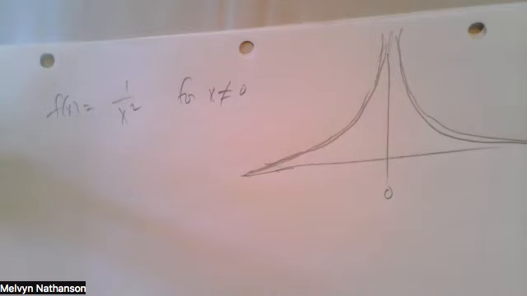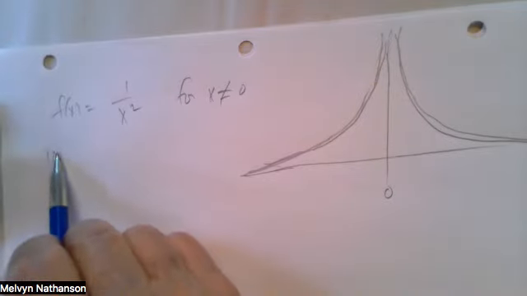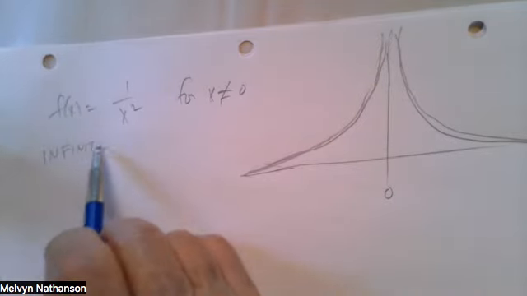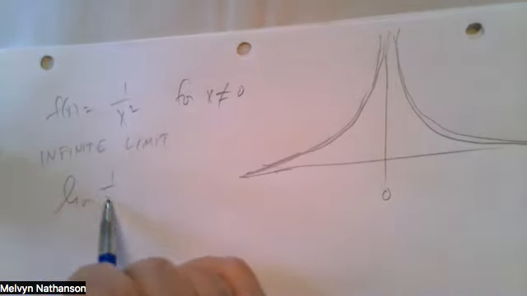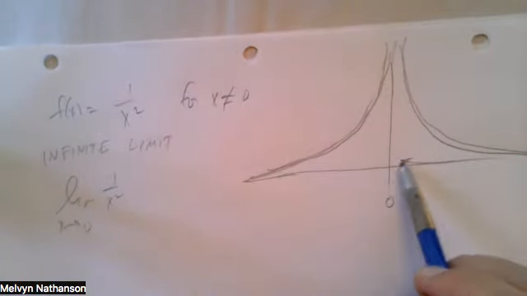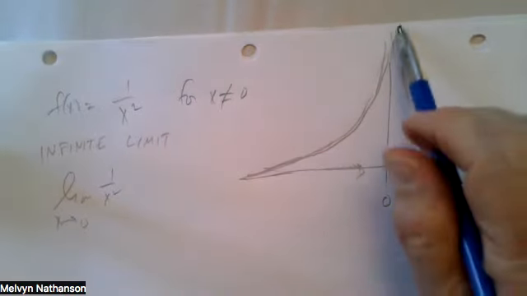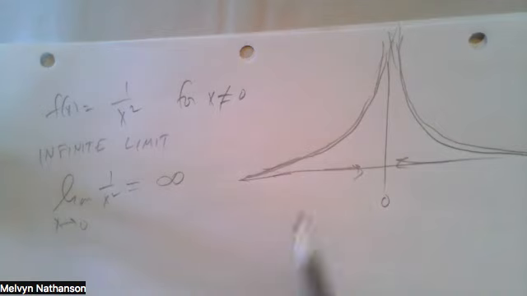And you can have what is called an infinite limit. If I wanted to look at this function 1 over x squared and take the limit as x goes to 0, whether I approach 0 from the left or from the right, this function is shooting up, and we say this limit of 1 over x squared is infinity. It is infinite. So this is an example of an infinite limit.